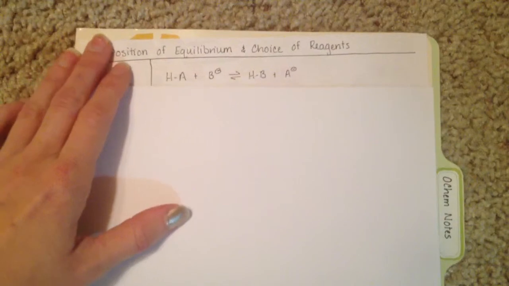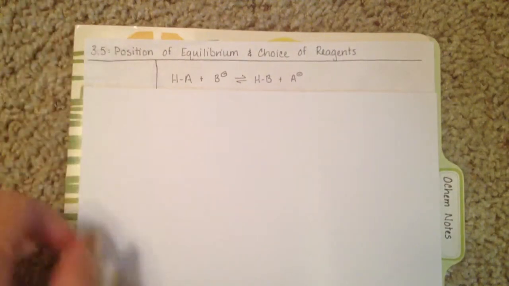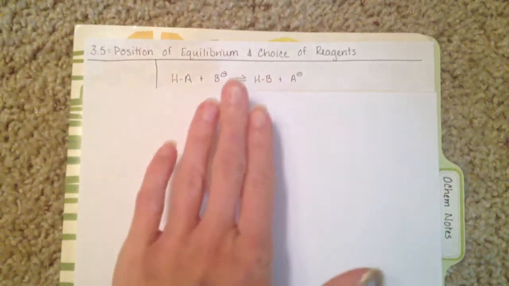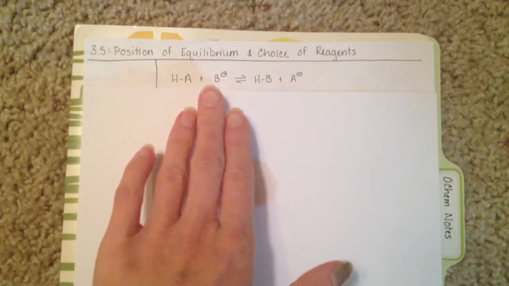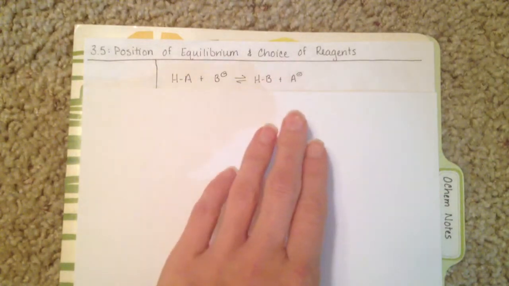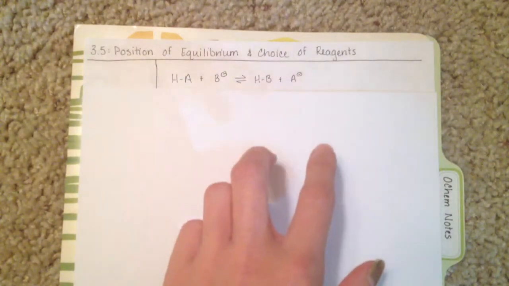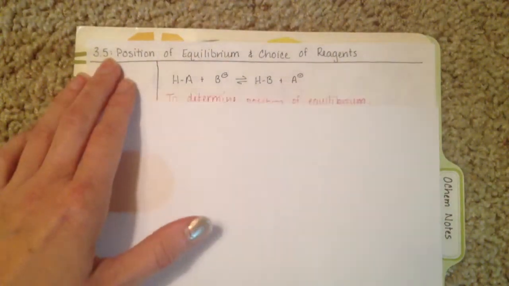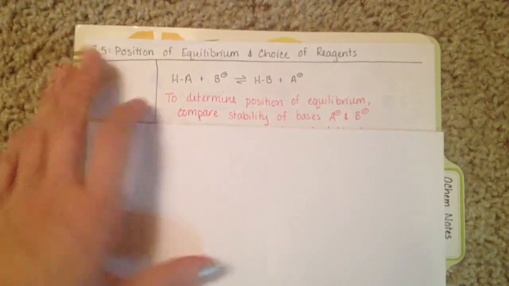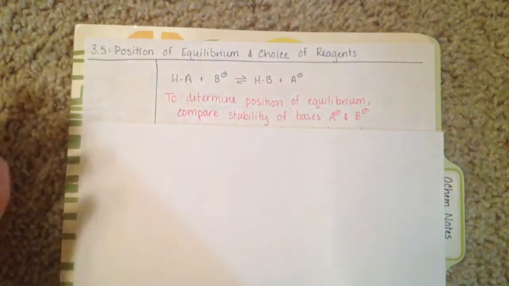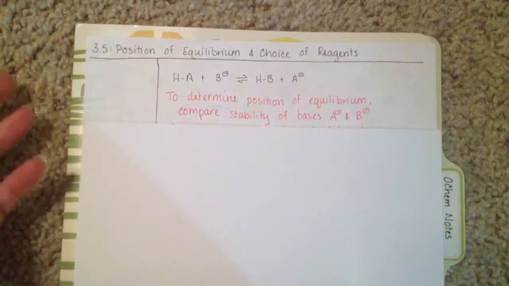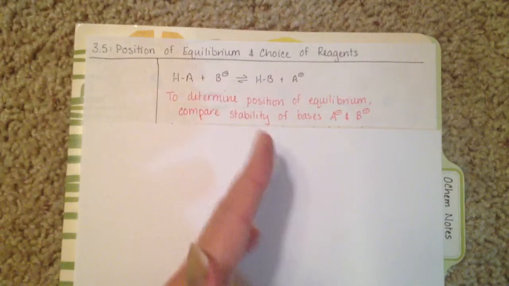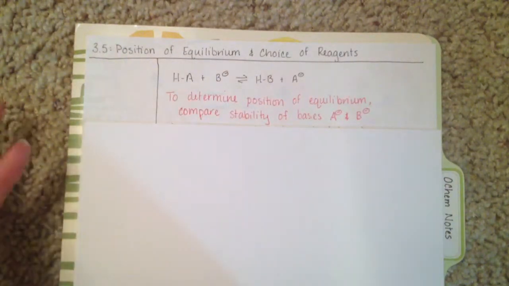So first of all, let's consider a generic reaction, HA plus B minus in equilibrium with HB plus A minus. If we wanted to determine whether the position of equilibrium lied on the left side or the right side for this particular reaction, we would compare the relative stability of the two bases in this reaction. In this particular reaction, the two bases are B minus and A minus, and we would use the REO techniques from section 3.4 to figure out which of the two bases was most stable, or we would use pKa values if the REO techniques didn't work.